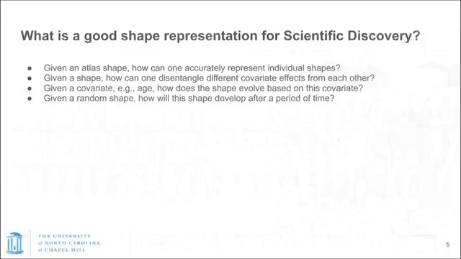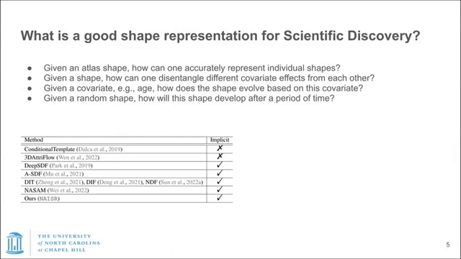Specifically, NICER aims to answer the following questions. Given an atlas shape, how can one accurately represent individual shapes? Given a shape, how can one disentangle different covariate effects from each other? Given a covariate, for example, age, how does the shape evolve based on this covariate? Given a random shape, how will the shape develop after a period of time?